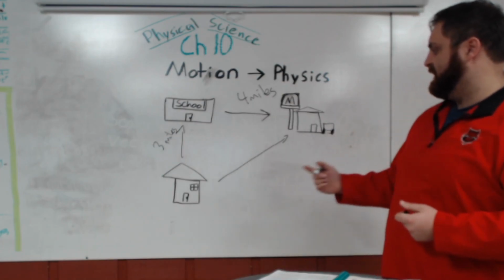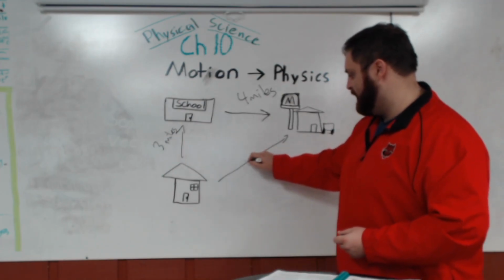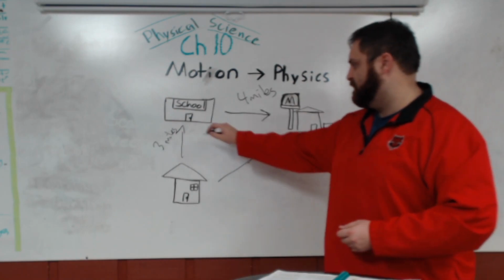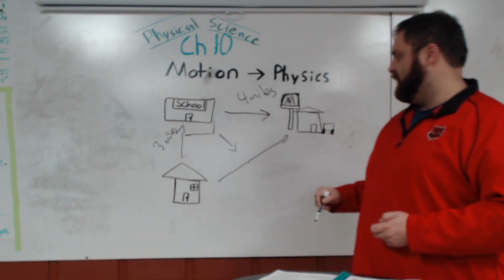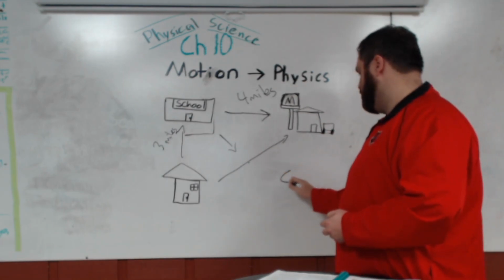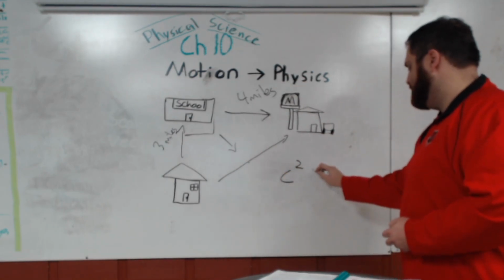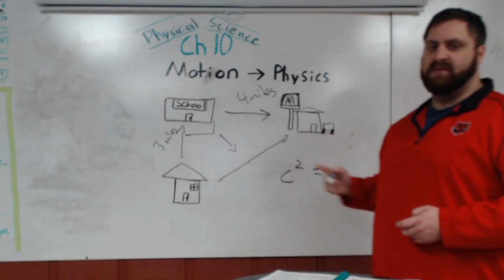But what it says is the hypotenuse, this line right here, the longest, across from your right angle, the hypotenuse down here. When you square that length, so c squared, it is equal to these other two sides squared.